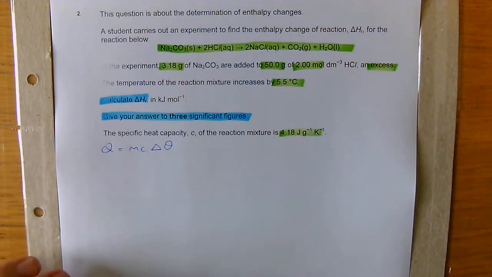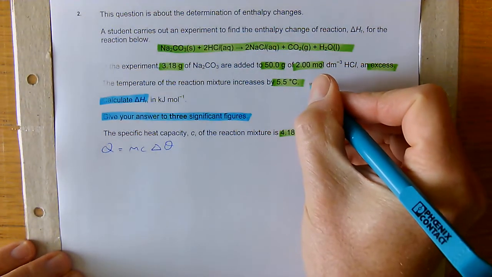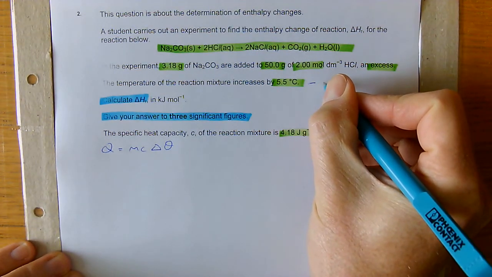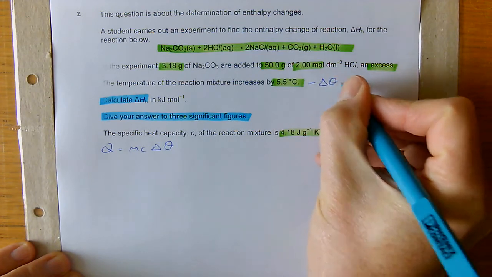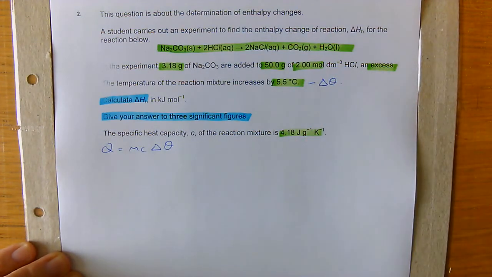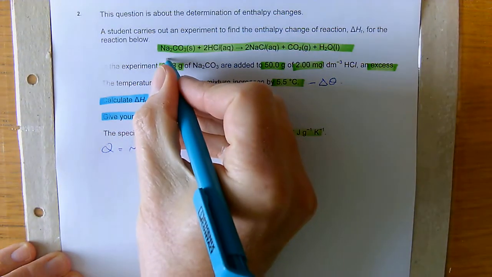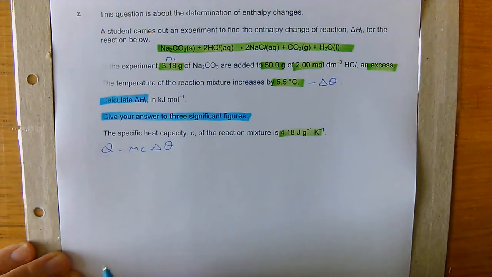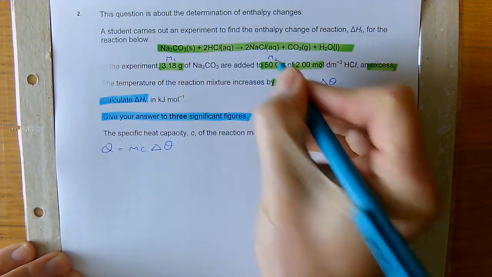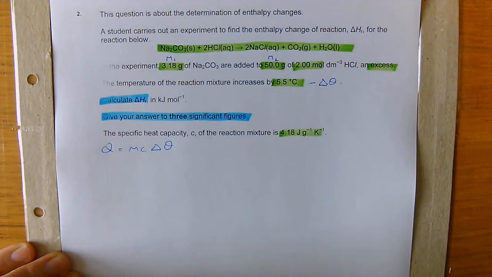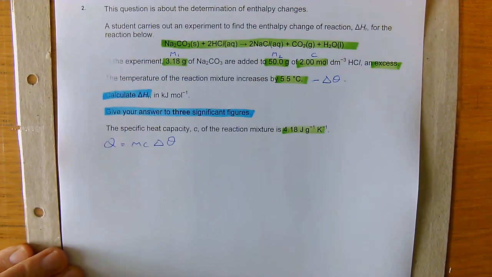So let's have a look at what we've got here. The temperature change is delta theta. That's a positive number, so the temperature has increased. We have two masses, so I'm going to call this one M1, that's the mass of the sodium carbonate, this one M2, which is the mass of the HCl. We've also got a concentration of the HCl as well. We're going to be using our equation Q equals mc delta theta.